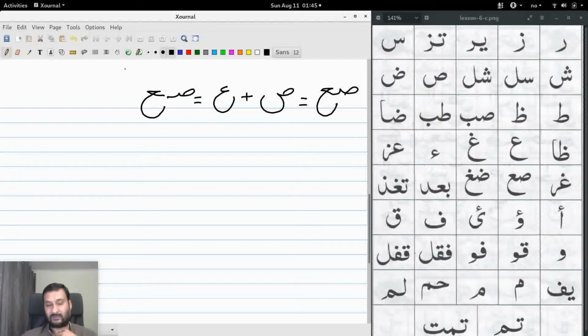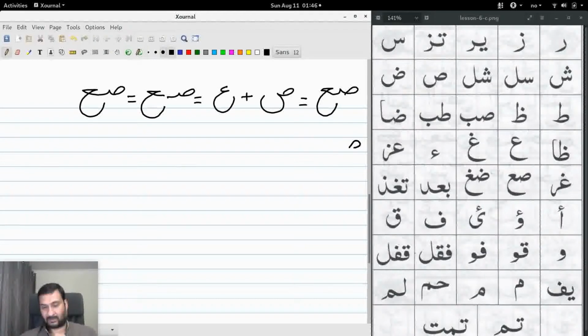Notice it is different from this form, which is Ha. So this form is different, right? It is not this form. This is different, and this is different. So that's the thing I want to highlight here. So Sad Ain, when you join it, it just becomes Sad Ain. Sad Ain. This one. Then comes Dad Ghain.